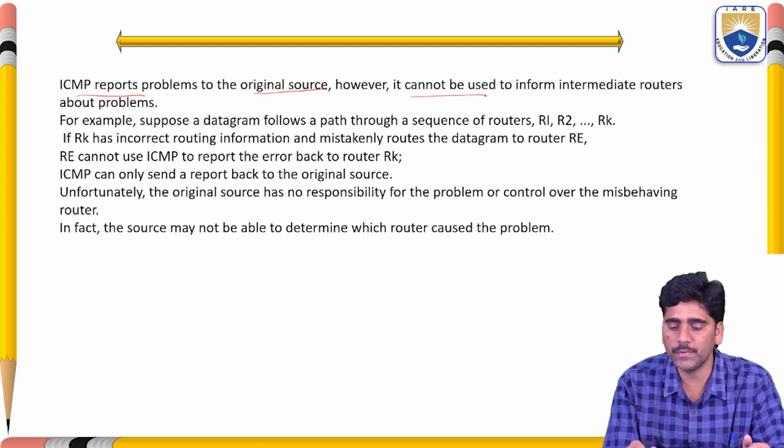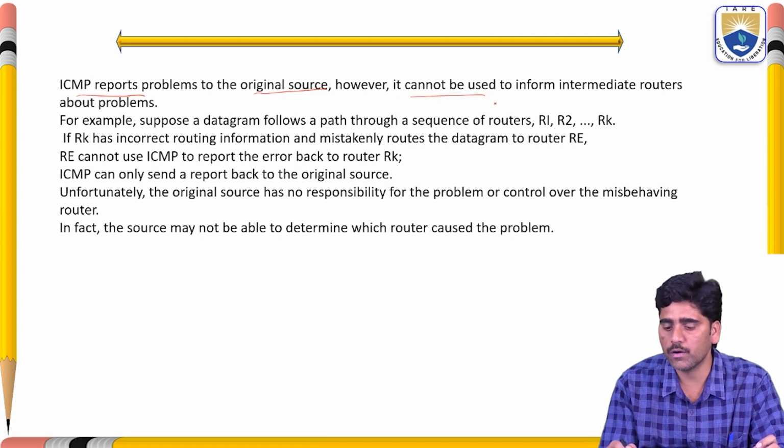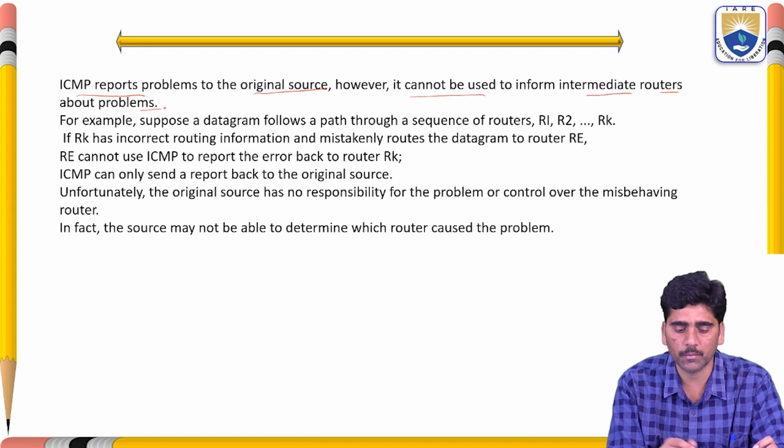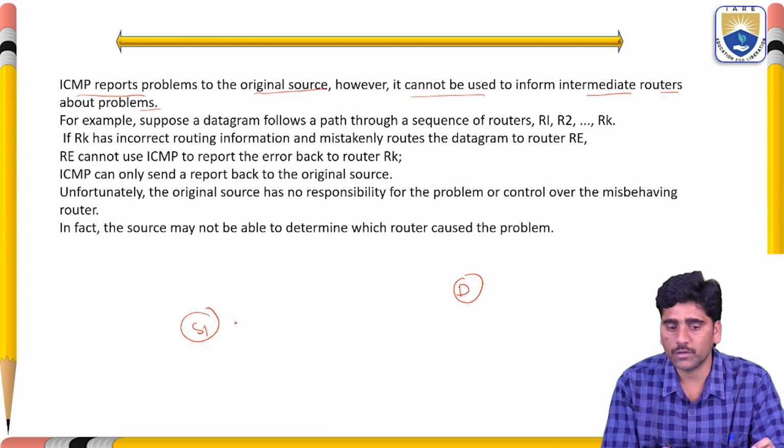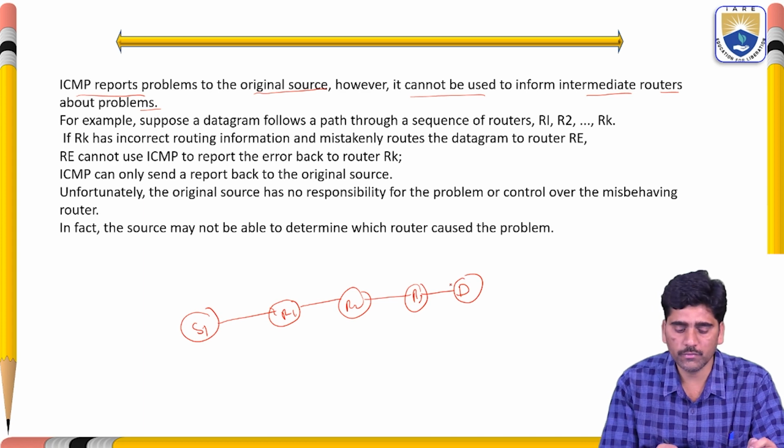However, it cannot be used to inform intermediate routers about the problem. So if S is the source and D is the destination, to transmit the data from source to destination, there may be multiple routers: router 1, router 2, and router 3. If any failure occurs in the data transmission, router 1 has to inform the source.